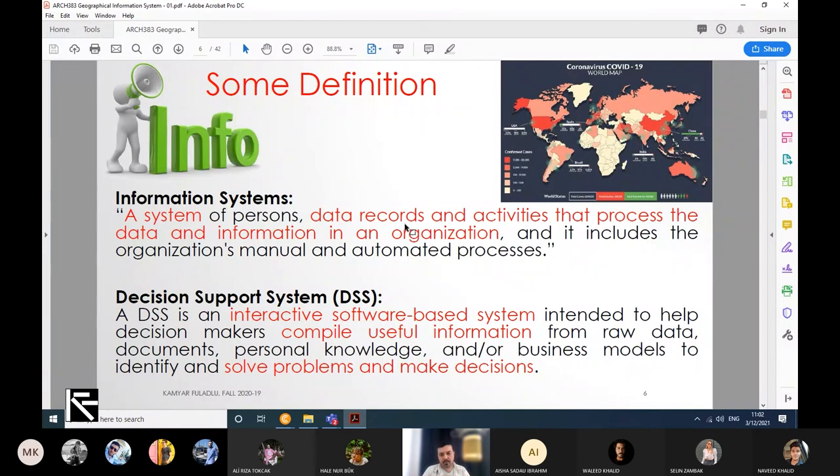We work together. I work with you. You work with me. And we have an aim. I want to give you knowledge, and you want to get the knowledge at the end of this semester. And we have a process.